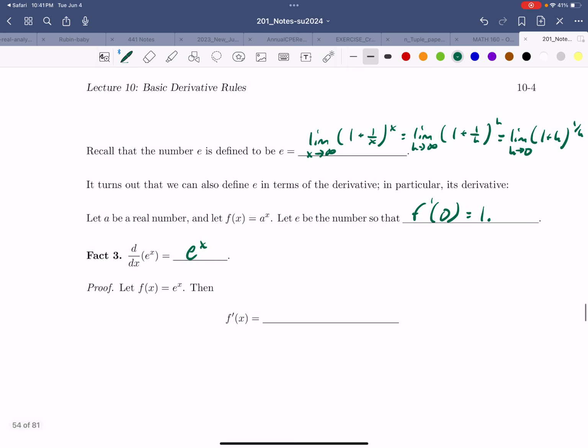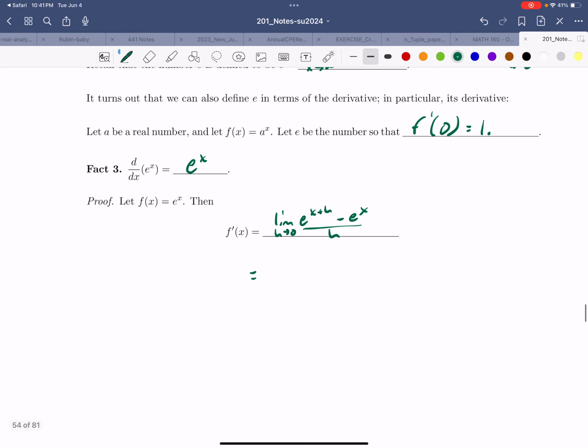So how do we show this? Well, by definition, f prime of x is the limit as h approaches 0 of e to the x plus h minus e to the x, all over h. We can factor out that e to the x. Now remember how exponents work. We can pull this out of the whole fraction, and we've got e to the h minus 1 all over h. And remember, with limit laws, we can pull the e to the x outside the limit because e to the x does not have an h in it.